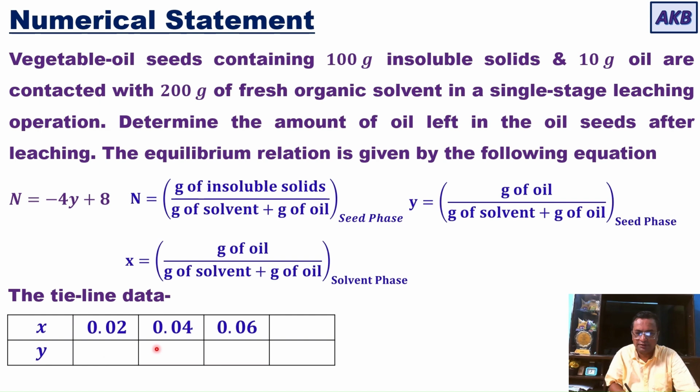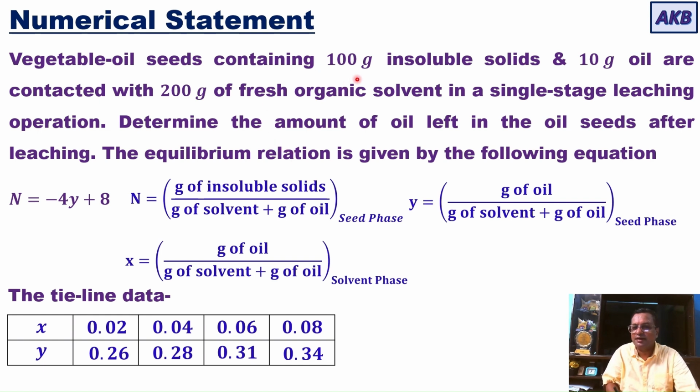So these are various equilibrium values. This pair is in equilibrium with each other. This value of x is in equilibrium with this value of y. Simple 4-point data is given to us, and we are going to use it to solve the numerical.